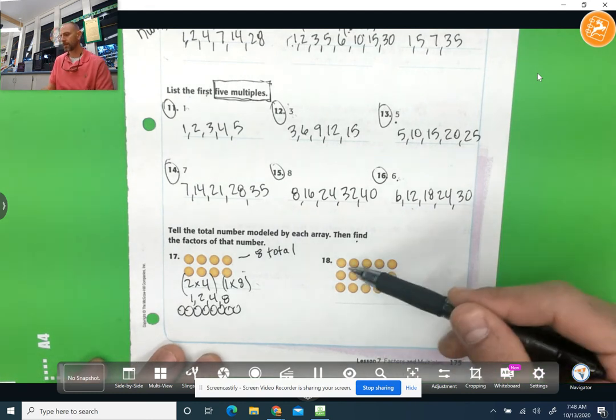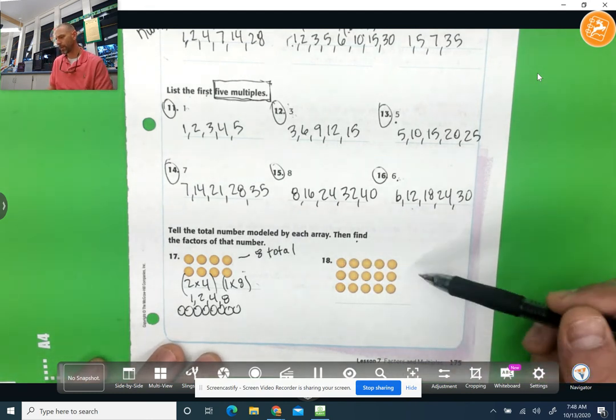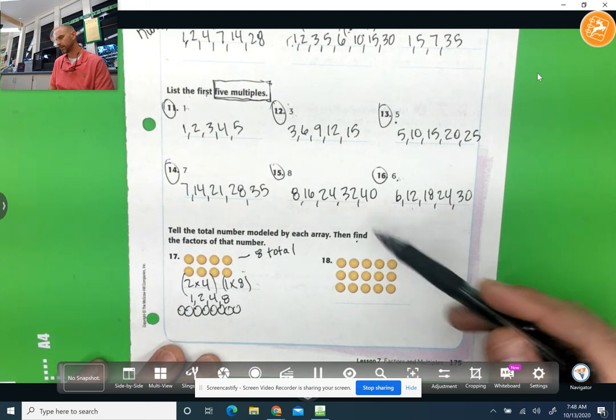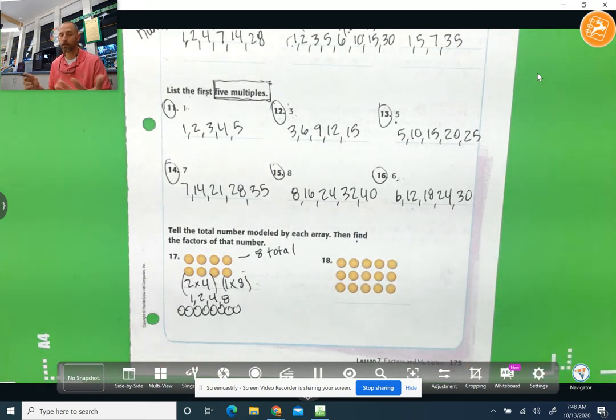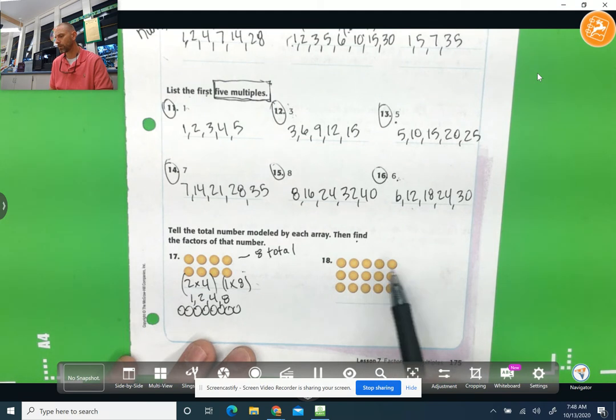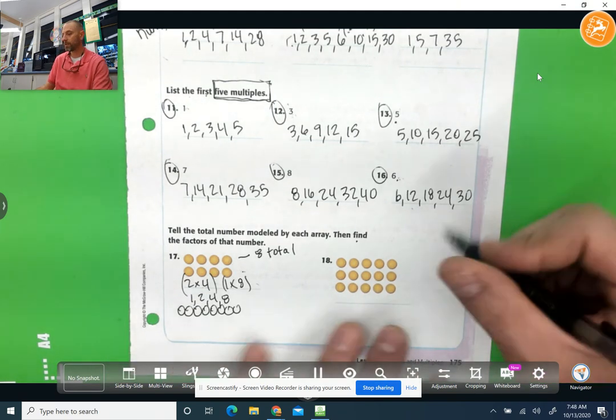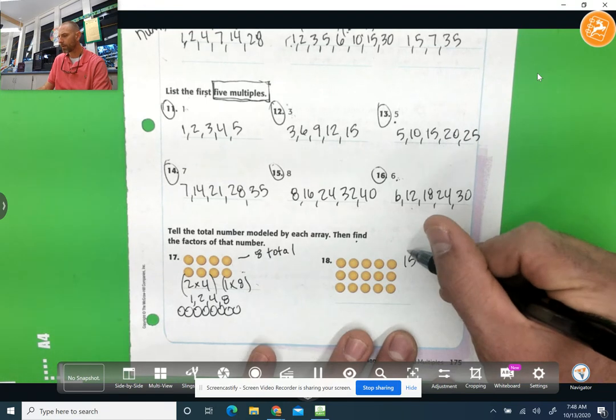All right, kiddos, let's find these. What do we got here? What's the total? All right, there's a number of ways to look at it. You got 3 rows, 5 in each row. I anticipate 15. 1, 2, 3, 4, 5. 5, 10, 15 total.